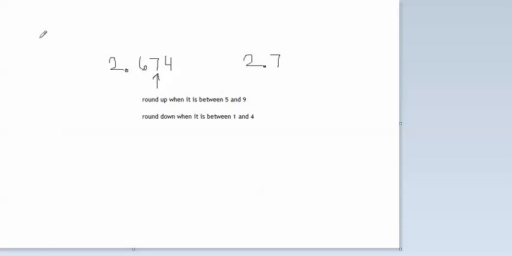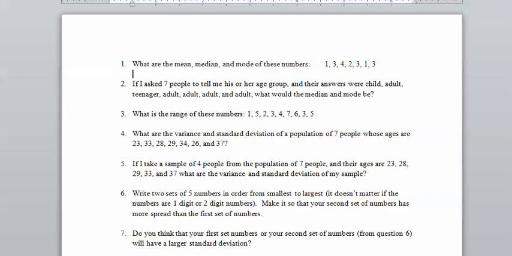If your answer came out to 2.631, 3 is between 1 and 4, so you would round down, and your answer would just be 2.6. And for all of these questions that involve calculations, just show all of your work on paper, show all the steps that you did on paper, and then just staple your work to the back of the homework assignment.